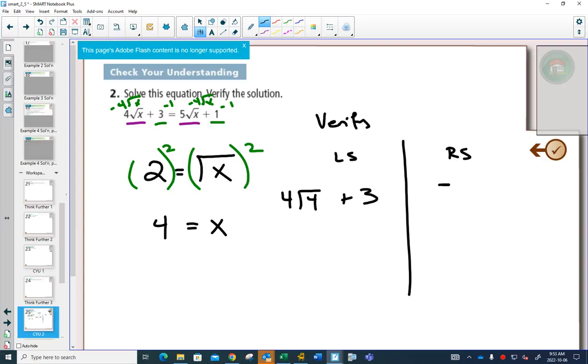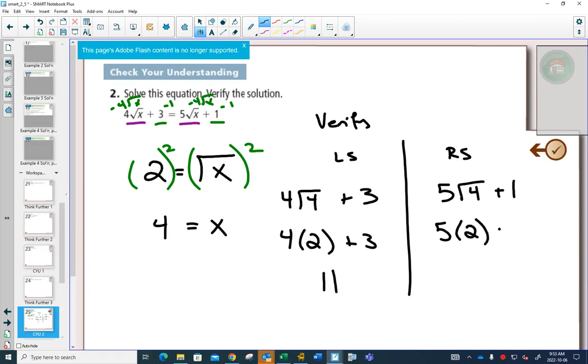On the right-hand side originally, it looked like this. The square root of 4 is 2. So if I simplify the left-hand side, I get 11. The square root of 4 is 2. So if I simplify the right-hand side, I get 11. And since the left side equals the right side, we have verified it.